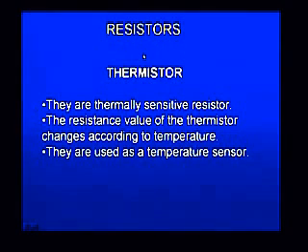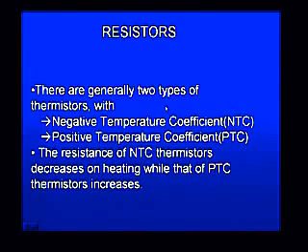Similarly, there is another type of variable resistor, a special type which is called a thermistor. These are thermally sensitive resistors. The LDRs are light sensitive resistors, the thermistor is a thermal sensitive resistor. Thermal means temperature, that means heat sensitive resistor. Therefore, they can be used for measurement of temperature. The resistance value of a thermistor changes according to temperature, and therefore they are used as temperature sensors. There are in general 2 types of thermistors.